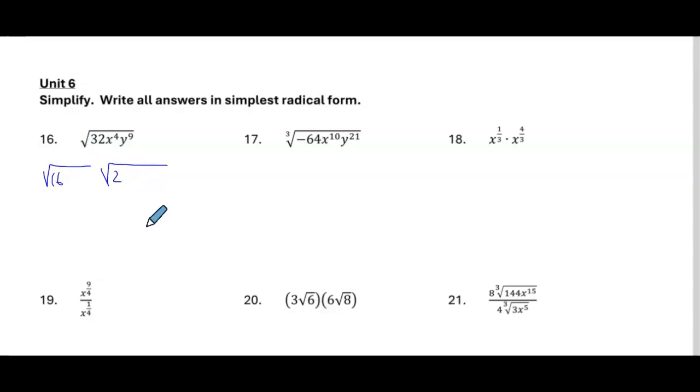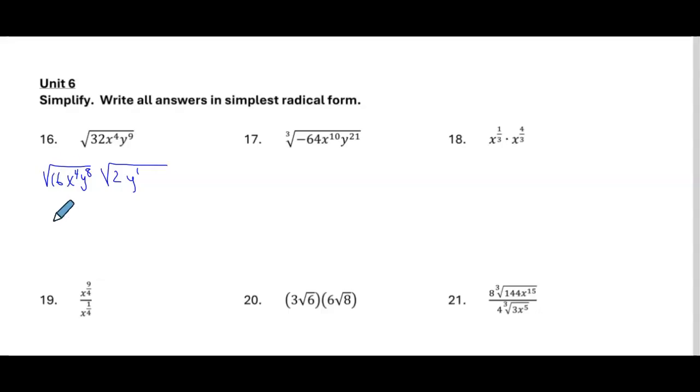16 times 2. I want to divide my variables by the root index, so it's a square root. I want to divide them by 2. 4 does divide by 2, so I'll keep it all there. The 9 does not, so I bring it down to 8, which means the extra y has to go in the second one because it still does have to add up to 9.